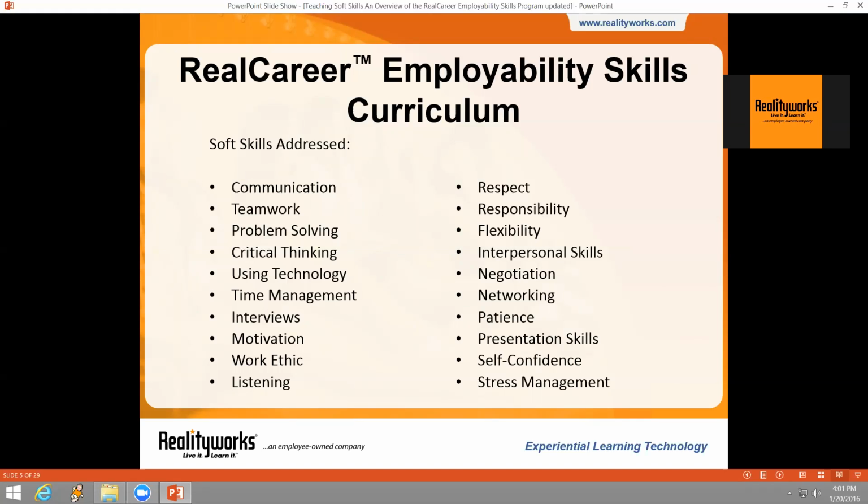One way to ensure career readiness is to give students the opportunity to actively practice a variety of soft skills. This new employability skills curriculum introduces participants to many important soft skills desired by employers through a variety of activities and discussions relating to each soft skill.